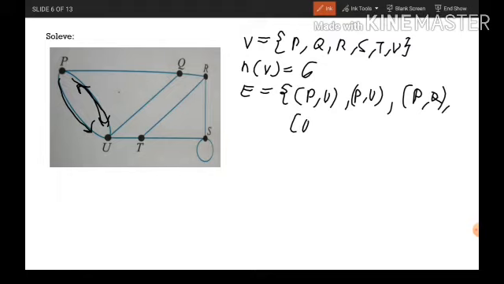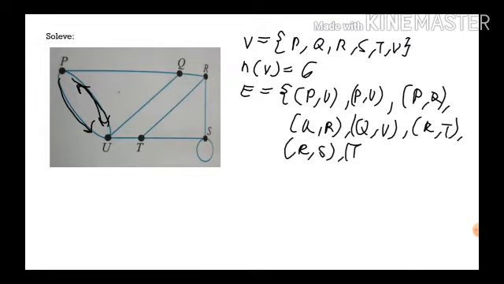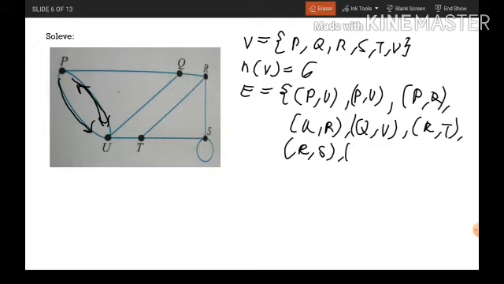So we have Q to R, we have Q to U, then we have R to T, we have R to S, we have, not T, we have RS and then S to T. And look at this, it loops. So you have to write it like this, S, S, because it comes back to the first point.